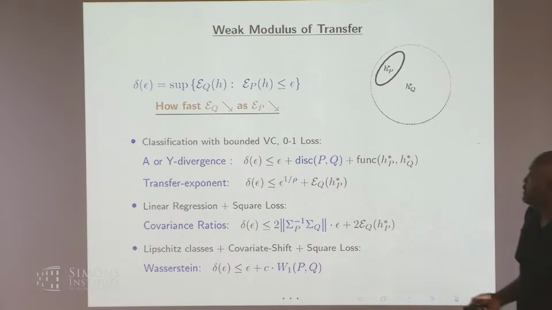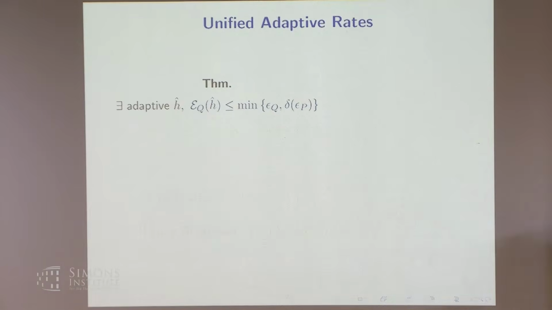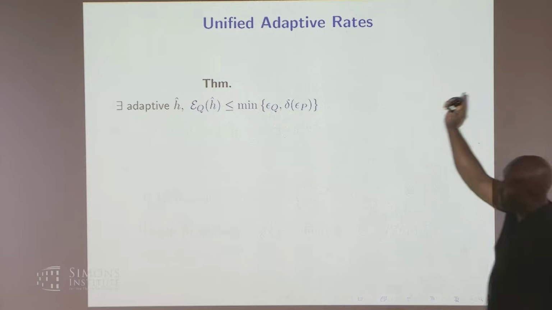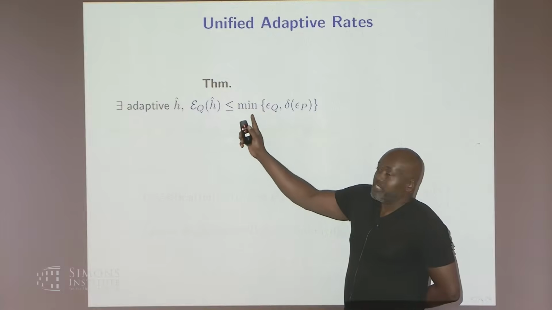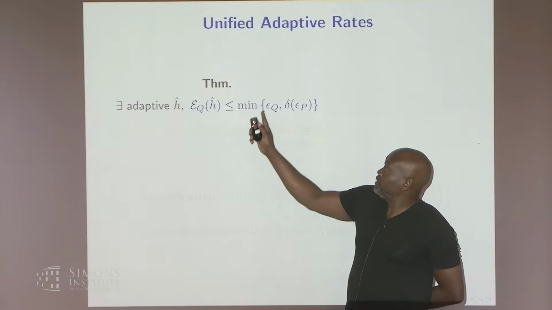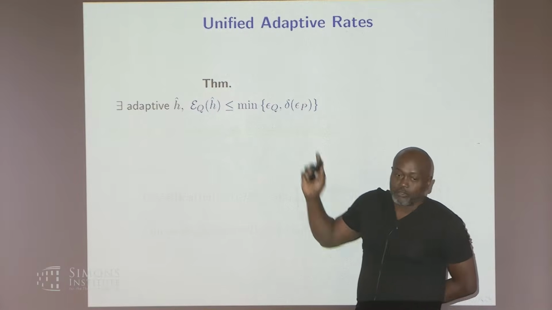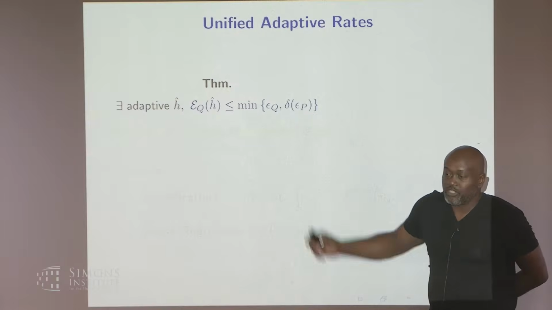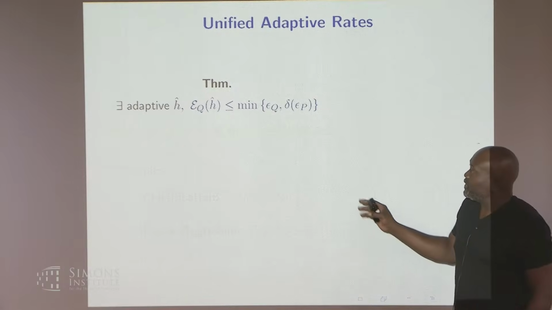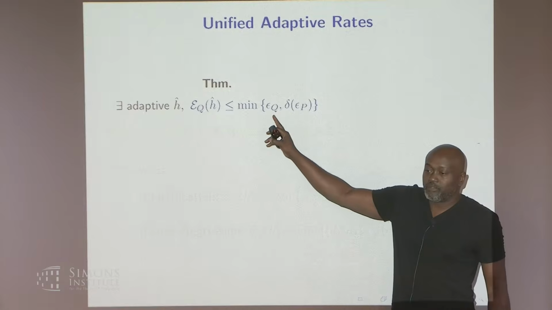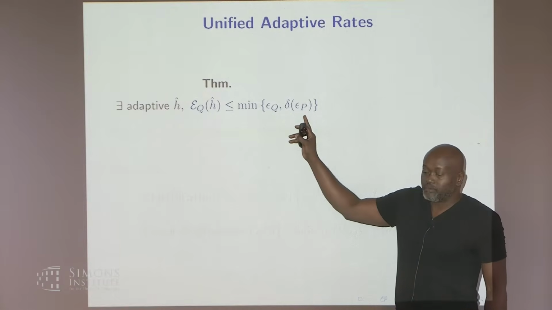Right. All right, so theorem, quickly, there exists an adaptive H hat that achieves a risk of this form: min of epsilon q, delta of epsilon p, where delta is this modulus of continuity. Now, what is epsilon q? And what is epsilon p? I'll explain it in a second. But view it as depending on the sample size from q and depending on the sample size from p.